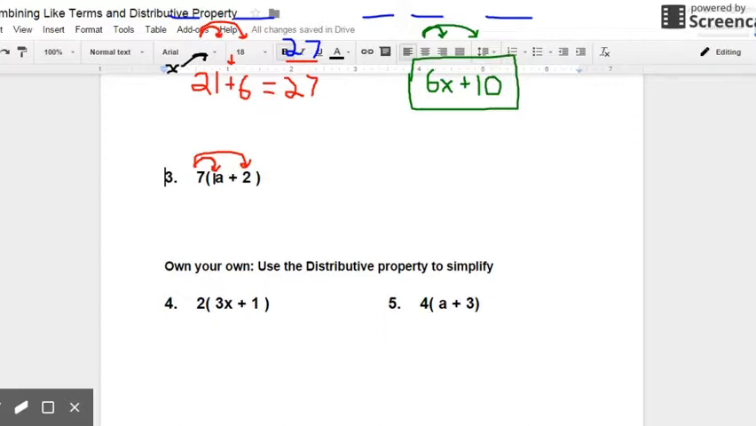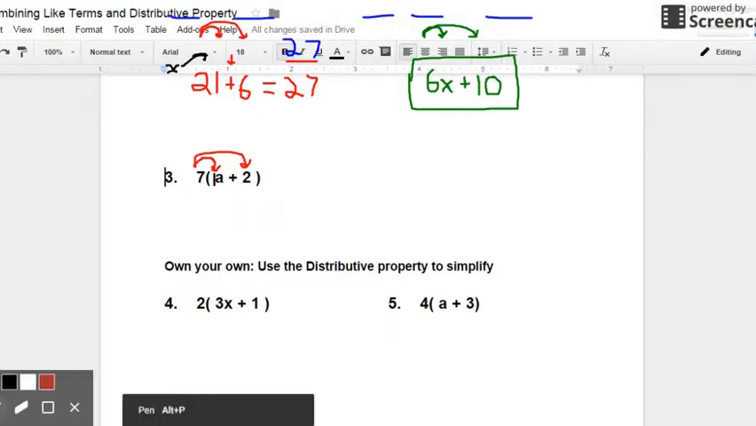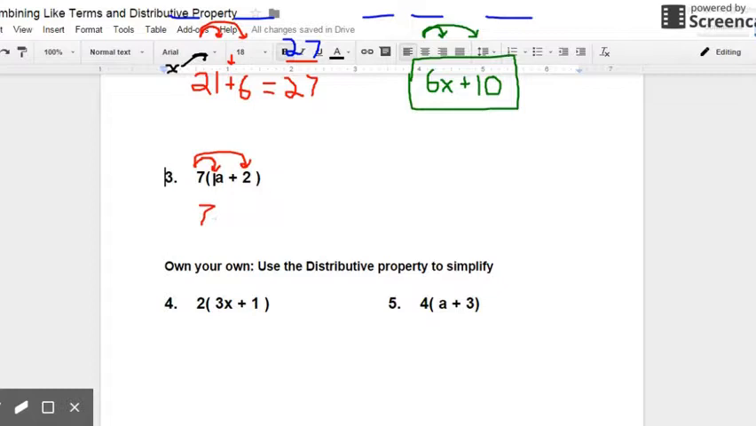So remember, this coefficient is a 1. There's a 1 sitting here. So this is 7 times 1. And 7 times 1 is 7. You bring down the a right next to it. Bring the plus sign straight down. And then we have 7 times 2 is 14.